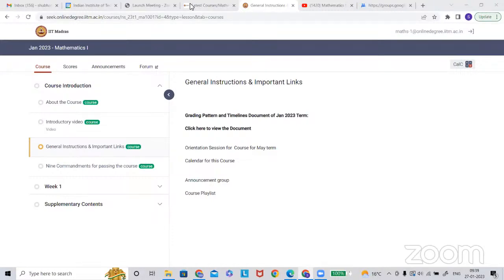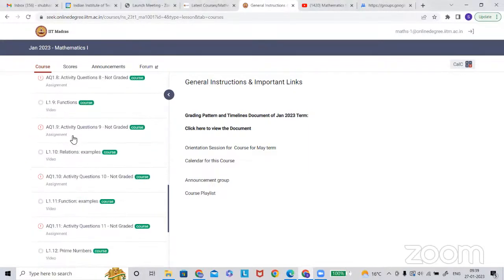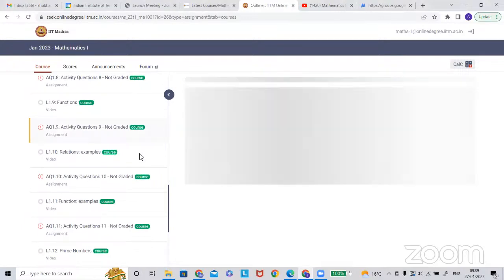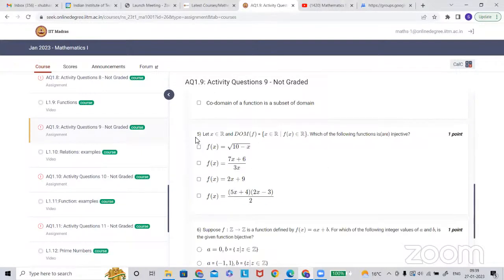Activity 1.9, question number 5. What's your doubt here? We just now discussed this. Can you rewatch it again, because we discussed this in way more detail. I will strongly suggest you, because we have spent at least 5 to 10 minutes there discussing how.